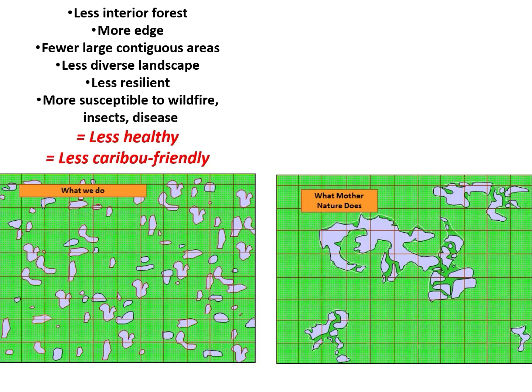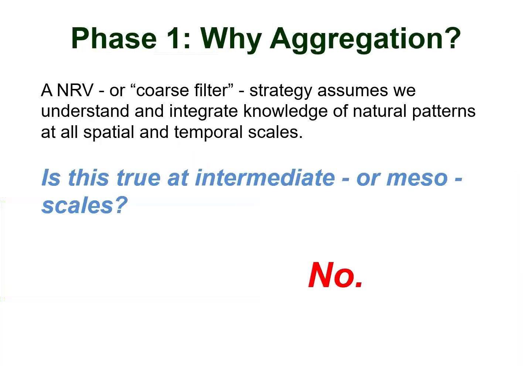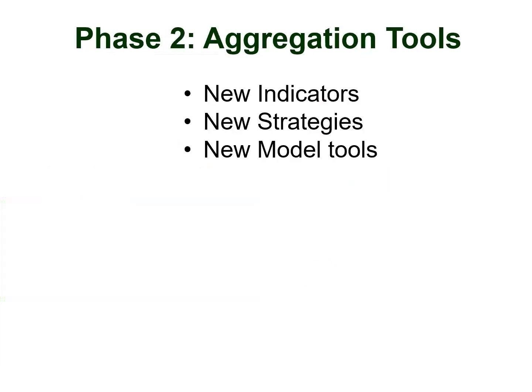And this is where the two worlds collide, the coarse filter and the fine filter. And I think this is interesting that the Healthy Landscapes program came at this issue from an ecosystem health perspective, and it was the ARCKP and that committee that came at this from a caribou perspective. So that was one of the really exciting parts of this project. So back to this question, is this true at intermediate scales? No, it's not. We're missing a pretty important natural pattern here.